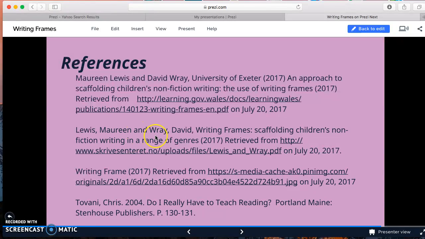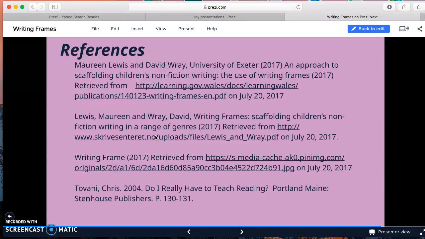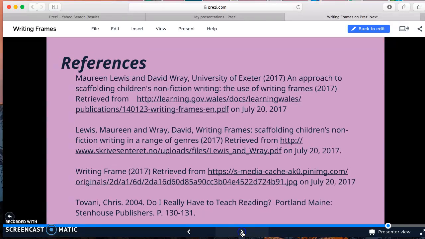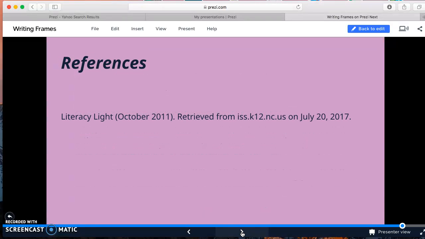And Lewis, Maureen, and David Ray. So Maureen Lewis and David Ray are great resources to use for writing frames. I really like the ones that they had to provide. And another one was Literacy Light that I was able to pull up.